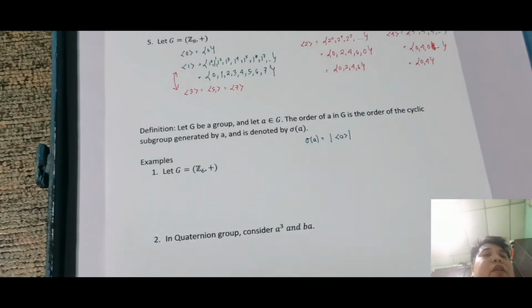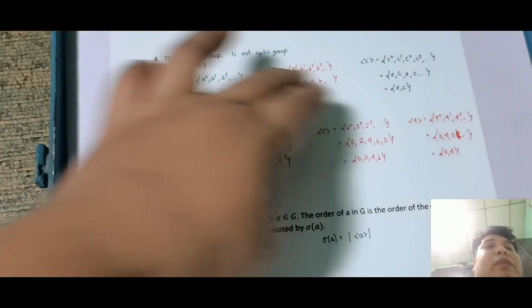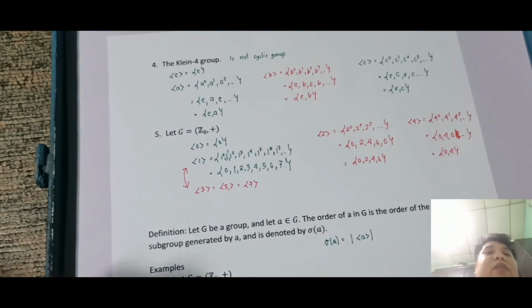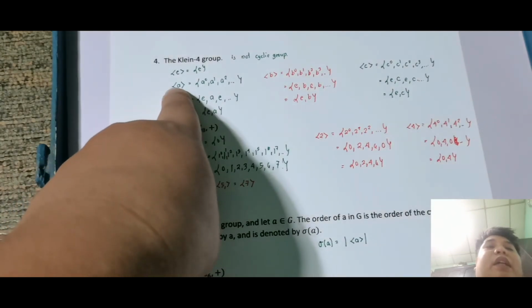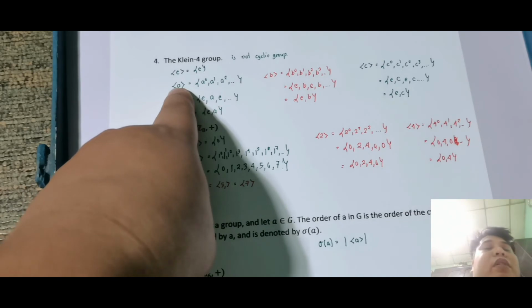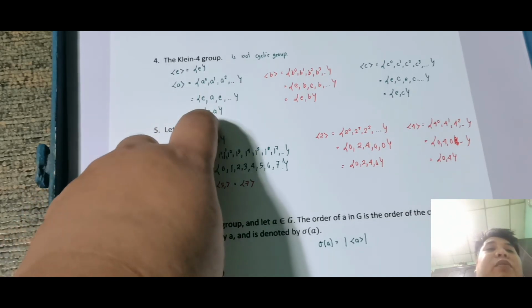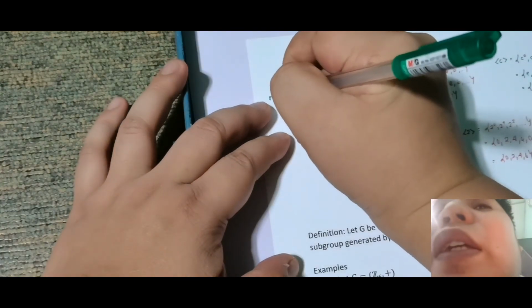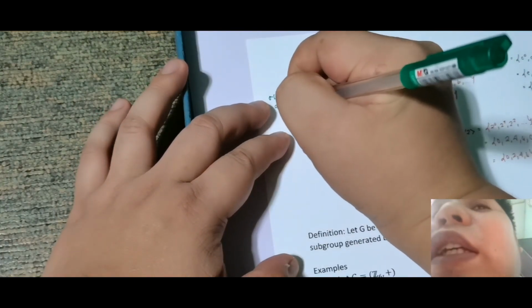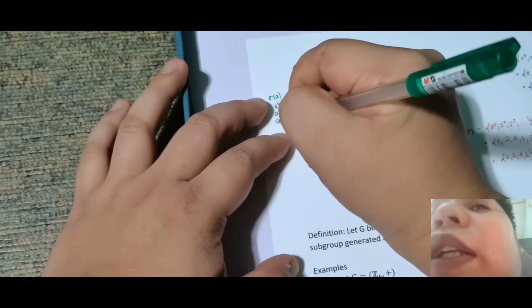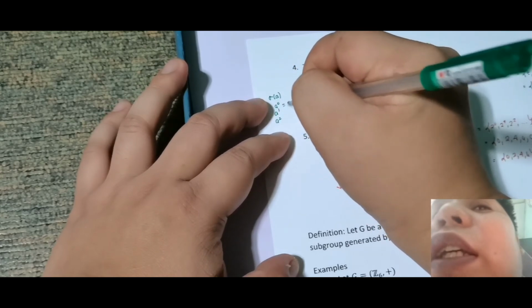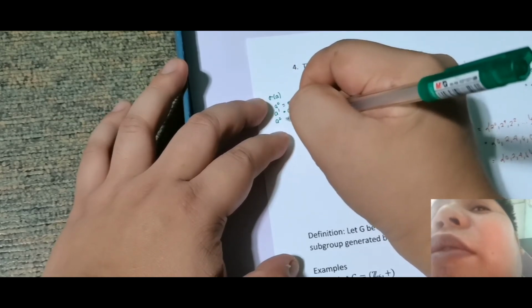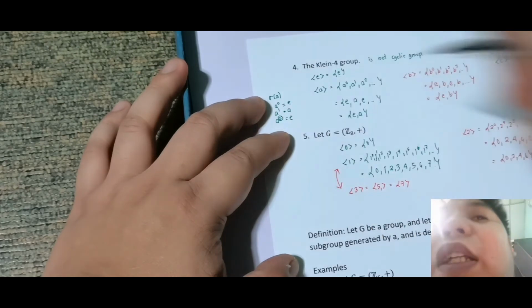Okay, so for example, dito sa client 4. Kung napansin mo, kung gusto mo kunin yung order of A, ang order nitong cyclic subgroup generated by A is 2. Check natin: A raised sa 0, A raised sa 1, A raised sa 2. A raised sa 0 is E, A raised sa 1 is A, A raised sa 2 is E. So napansin mo, ito na yung 2, bumalik na siya doon.